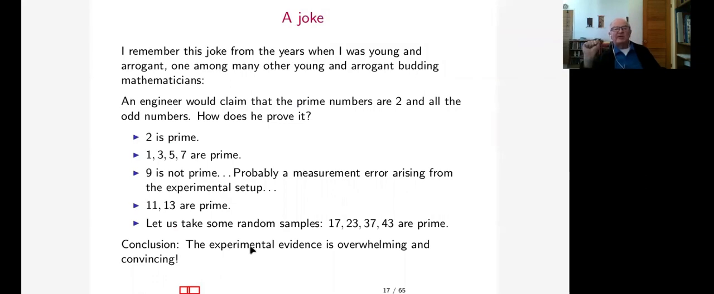I just remember a joke from my youth. As young, arrogant mathematicians, we told this joke about engineers. An engineer would claim that the prime numbers are 2 and all the odd numbers. And the mathematician will ask for a proof. And the engineer will say, well, 2 is prime, right? Yes, it is. Okay, let's look at 1, 3, 5, 7. They are prime. Yes, they are. 9? Oh, 9 is not prime. Probably just some error from measurement, from the experimental setup. Let's go on. 11, 13 are prime. Let's take some random samples. 17, 23, 37, 43 are prime. So the engineer would say, overwhelming evidence that the prime numbers are 2 and all the odd numbers. So this is that joke about how we, arrogant young mathematicians, viewed engineers.